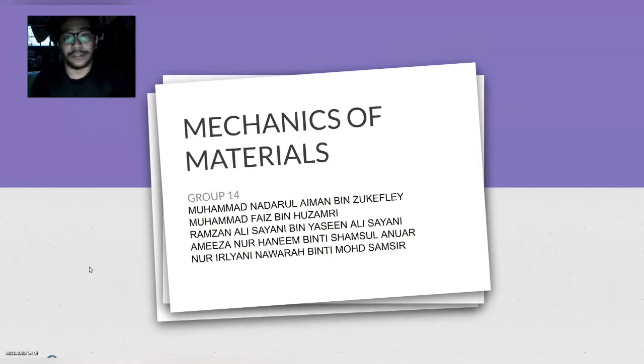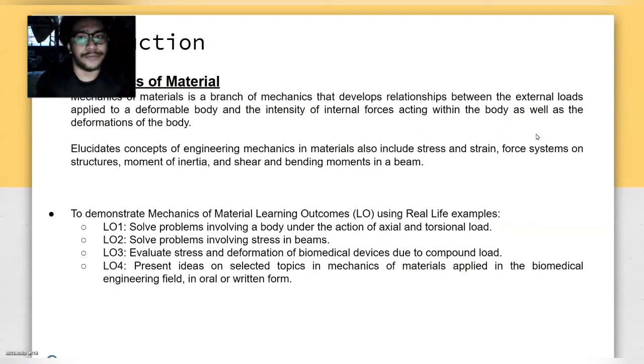Okay, so let's jump to the introduction first because that is my part. Before we jump to our LOs, we should know something about the mechanics of material. Basically, the mechanics of material is a branch of mechanics that develops the relationship between the external loads applied to a deformable body and the intensity of internal forces acting within the body, as well as the deformation of the body. Some concepts of engineering mechanics in material also include stress and strain, force system on structure, moment of inertia, and shear and bending moment in a beam. Basically, these things we already learned in our previous semester or in this semester.